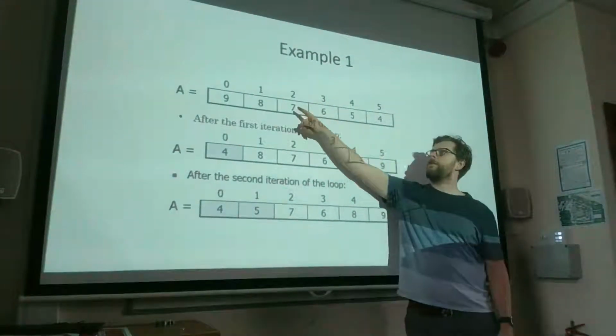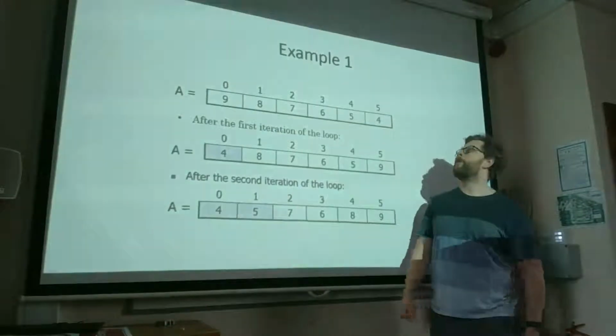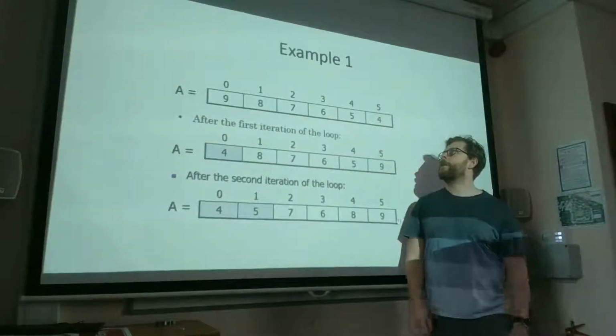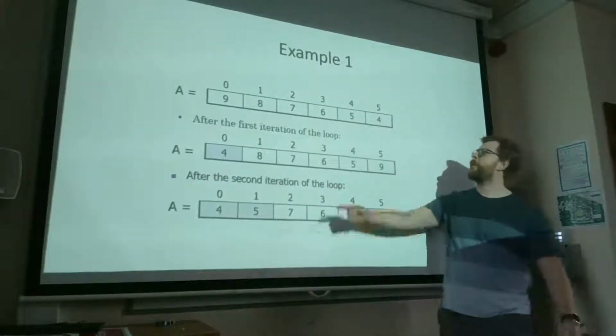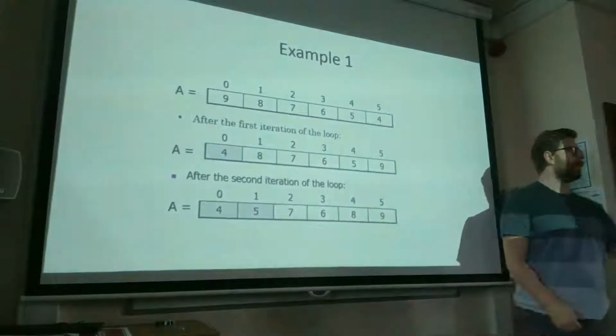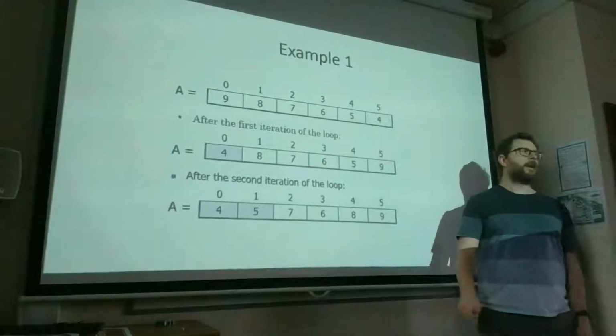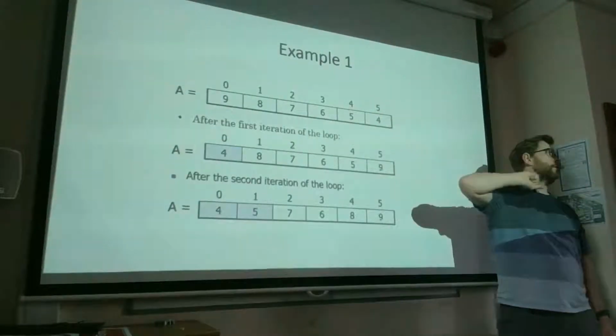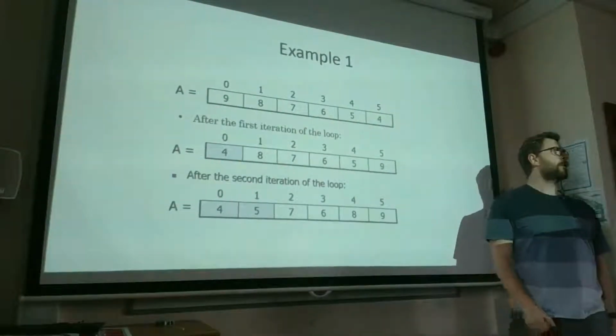Is 6 smaller than 7? It is. 6 is the new smallest value. Is 5 smaller than 6? It is. 5 is the new smallest value. Is 4 smaller than 5? It is. 4 is the new smallest value. Index 5 is the smallest location. We have reached the end of a loop.